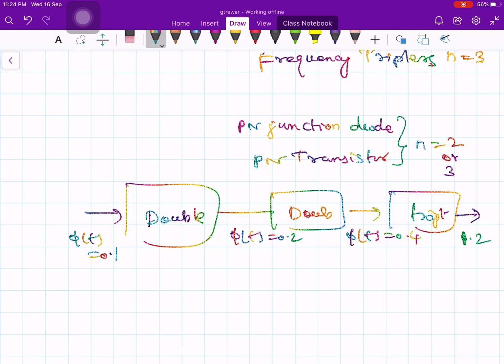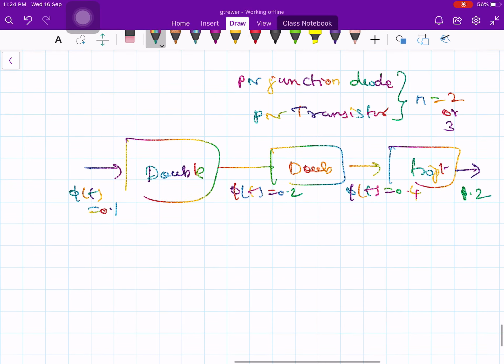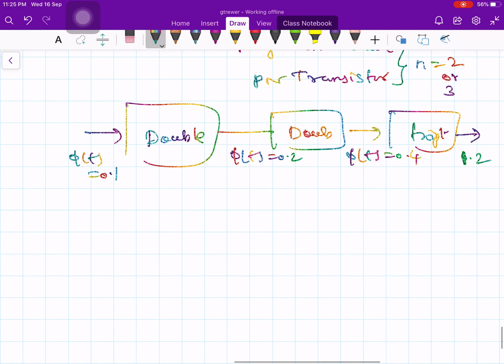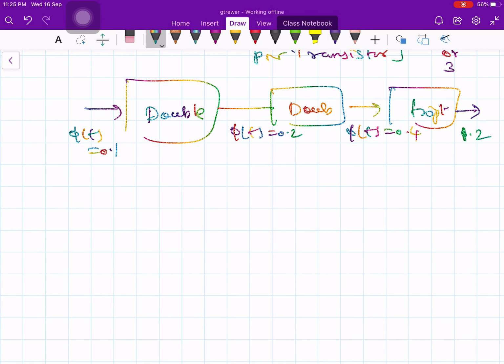It keeps on going. I can use any number of them to multiply this argument by an integer n that I wish to generate. Of course, in the process, you have modified your carrier frequency also, right? Originally it was omega ct, now it becomes n times omega ct. So this is also useful.